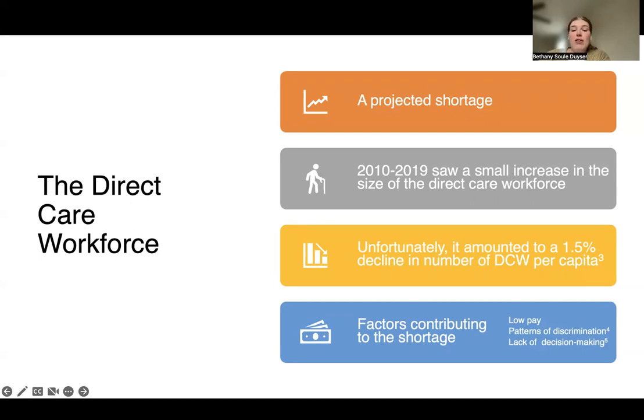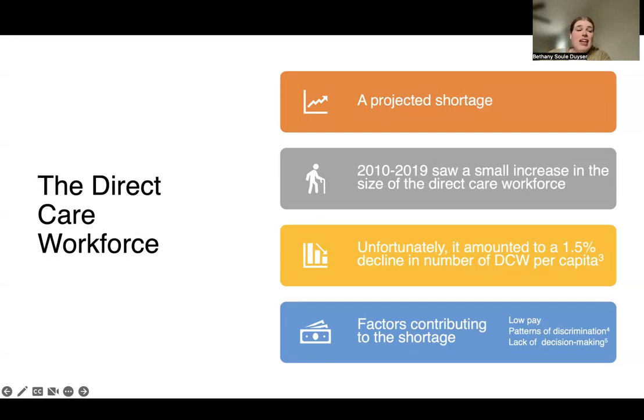And there are several factors that contribute to the shortage of direct care workers, particularly low pay, patterns of discrimination facing individuals who work as direct care workers, and also reports of lack of decision making in the workplace. The median hourly wage range for direct care workers in Michigan is currently anywhere from 11.85 to 15.18 an hour.